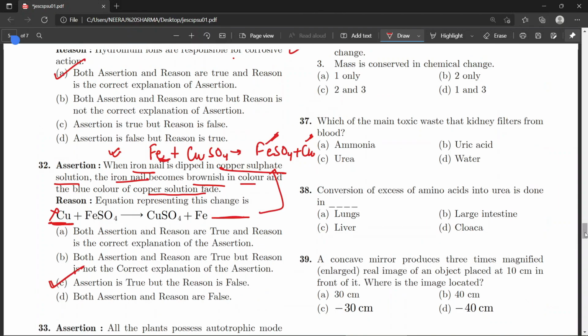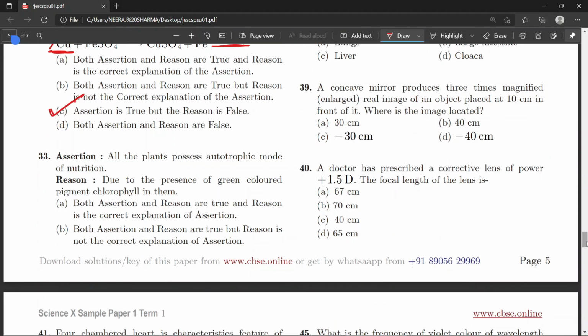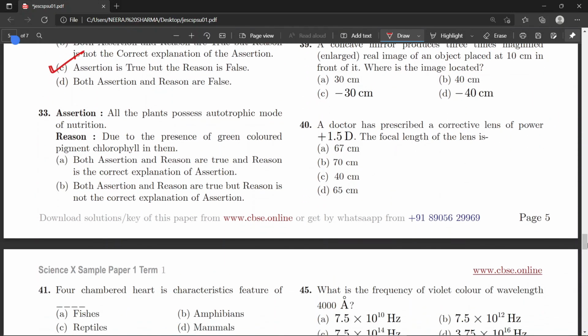Now coming to question number 33. Assertion. All plants possess autotrophic mode of nutrition. Reason. Due to the presence of green colored pigment chlorophyll in them.